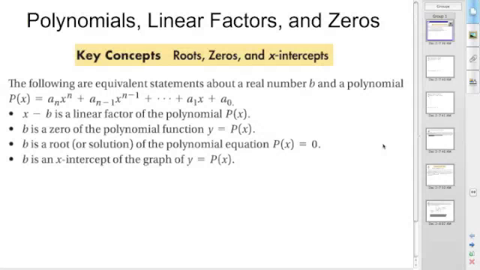Continuation of polynomials and the basic rules and behaviors. So polynomials, linear factors, and zeros. Key concepts: roots, zeros, x-intercepts, all mean the same thing.